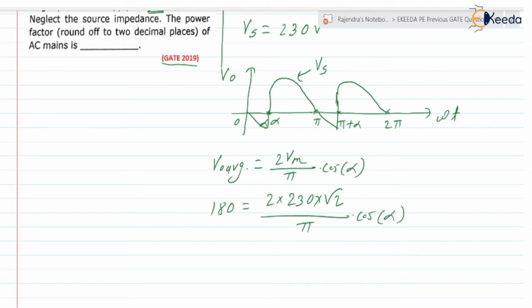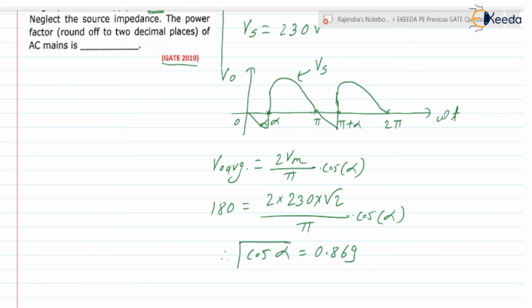So cos alpha is equal to 180 into pi divided by 2 into 230 into root 2, which is 0.869. Therefore, cos alpha is equal to 0.869, approximately 0.87. That is the cos alpha we are having.